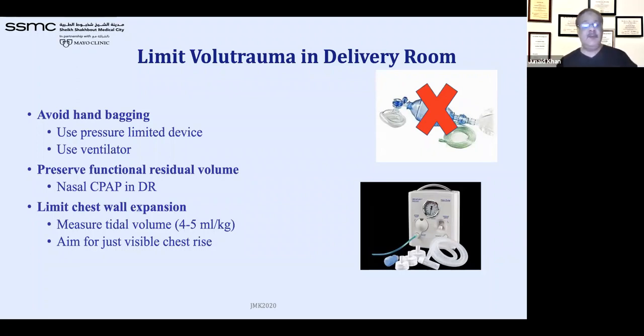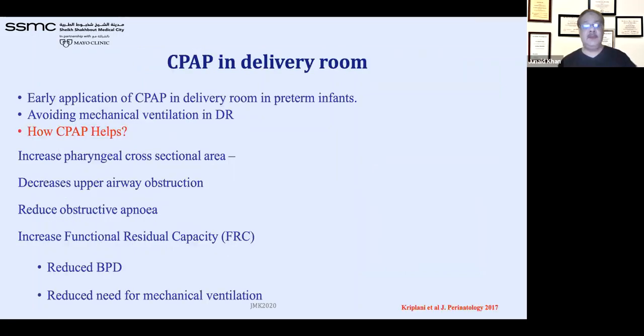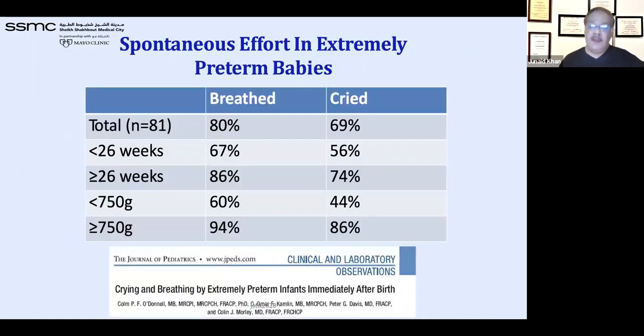Preventive functional residual volume, limit chest expansion, we will come to that. So the CPAP in the delivery room is the main treatment for those babies. You know how it helps: it increases the pharyngeal cross-sectional area, decreases the airway obstruction, reduces the obstructive apnea, increases the FRC, and by doing all this, it can reduce the BPD and reduce the need for mechanical ventilation. Now, why are we saying that?